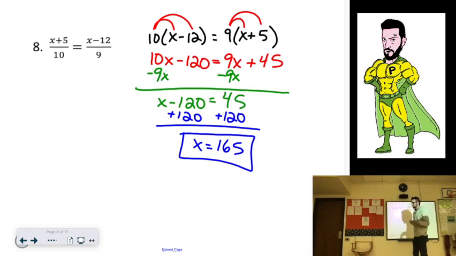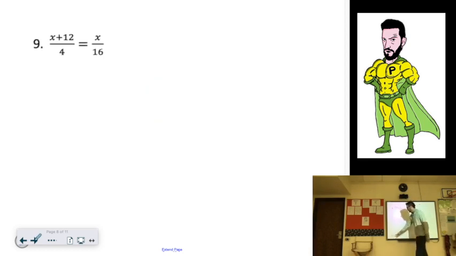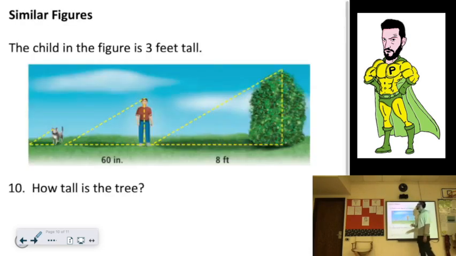Now we're going to bring in some of those similar figures, the scale drawings, which we did this before. So these are kind of like word problems with proportions where consistency is the key. The child in the figure is 3 feet tall. So if I write that on this picture, that might make it a little easier. 3 feet. Now if you look at the other numbers they give us, the shadow of the tree is 8 feet, but the shadow of the child is 60 inches. So we either need them both in inches or both in feet.